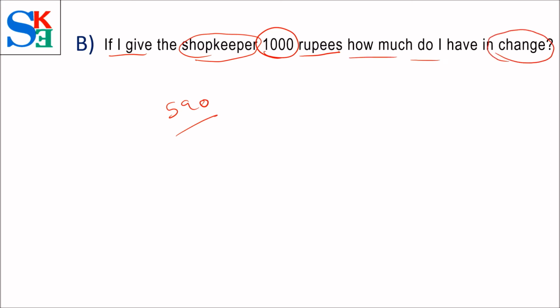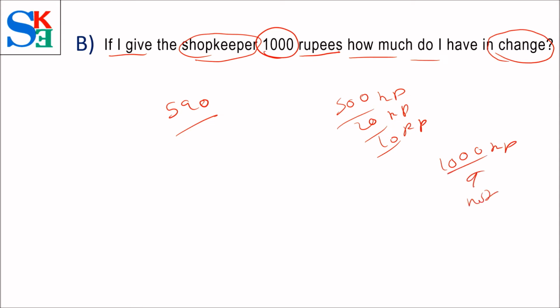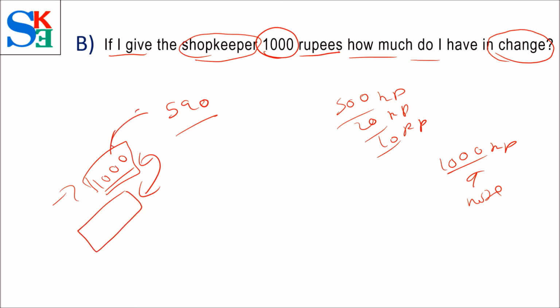Change is the amount that I have left over. Suppose I don't have a 500 or 20 or 10 rupee note in my pocket, but I do have a 1000 rupee note. Then all I need to do is give the shopkeeper the note of 1000 rupees, and he's going to give me back the amount I gave, subtract the amount I had to give.